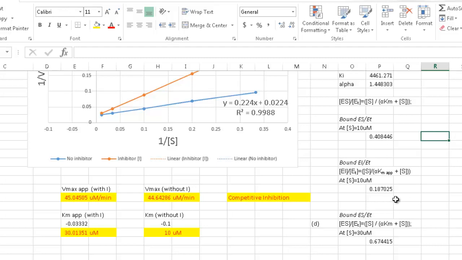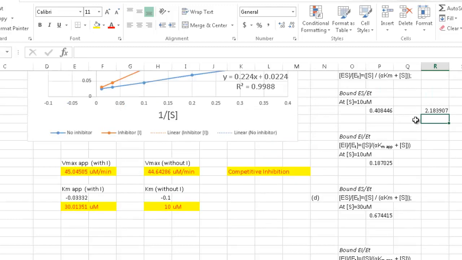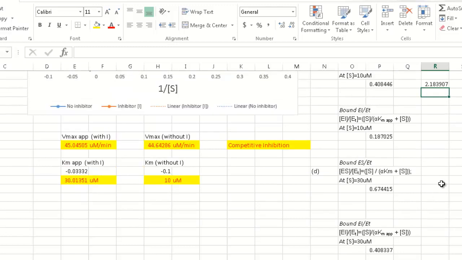So to do that, we'll take the ratio of these two numbers here, 0.408 and 0.187. If I take the ratio of them, this divided by this, I get 2.18. So most of the enzyme is in the form of the enzyme substrate. For every 2.18 molecules of enzyme substrate, we have 1 molecule of enzyme inhibitor, because if you take a ratio of ES over ET over EI over ET, the ET total enzyme concentration cancels.